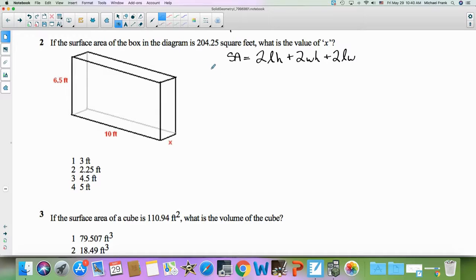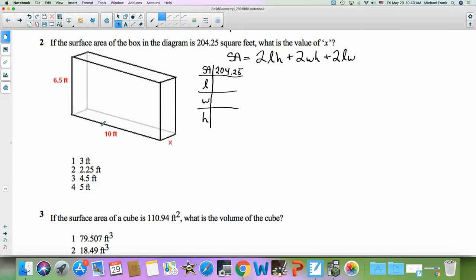And as always, I like to make a little table. The table really helps me organize my information, makes it a little bit easier than it might be otherwise. It's what's given to me here. Well, they actually give me the entire surface area. Well, that's helpful. 204.25.